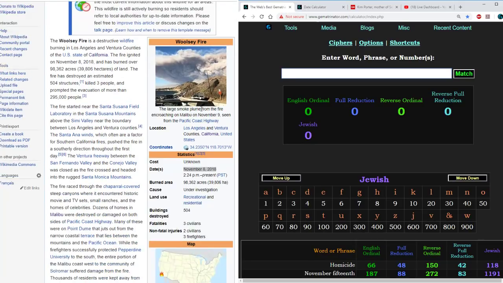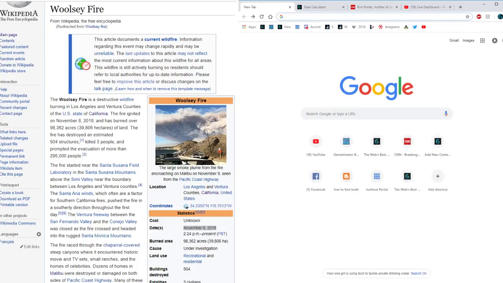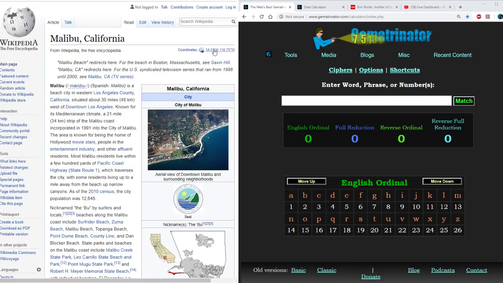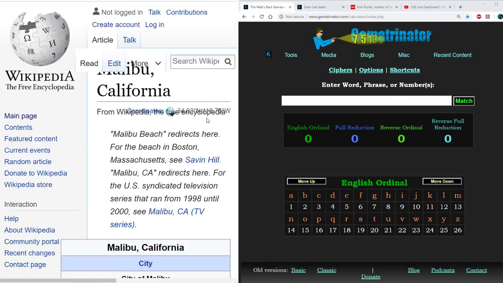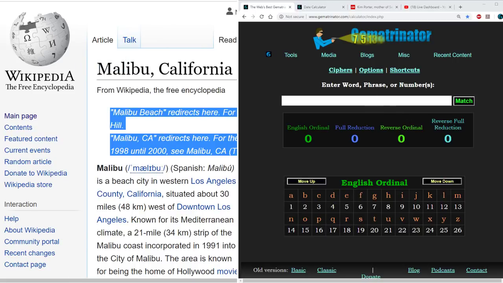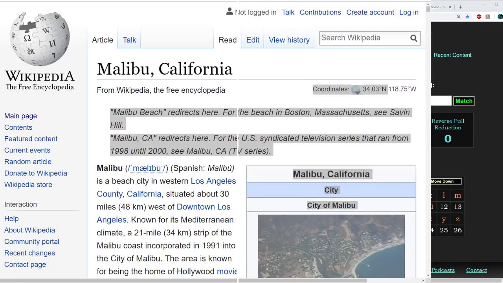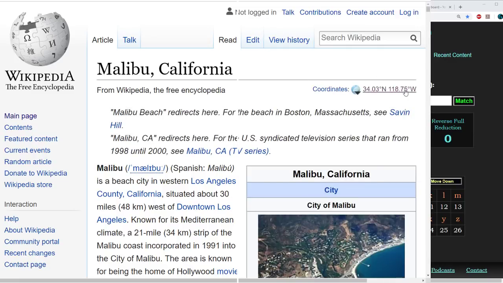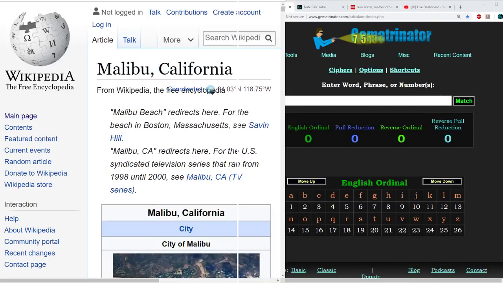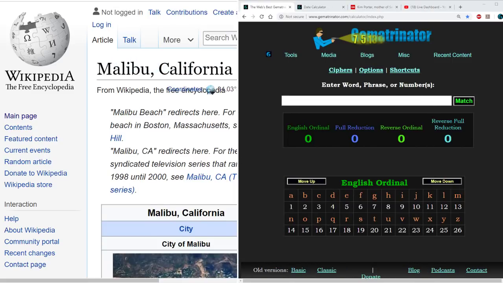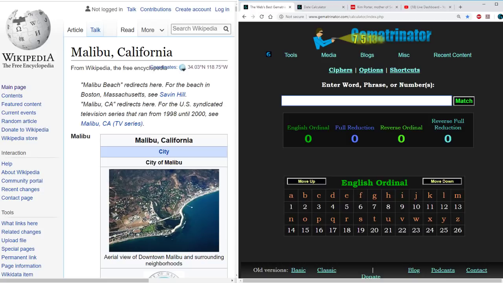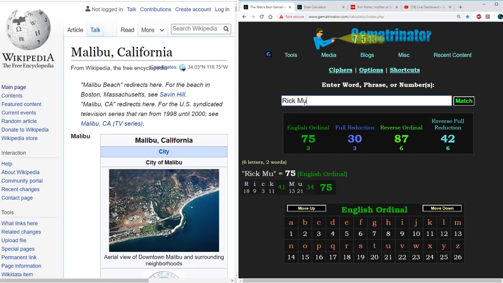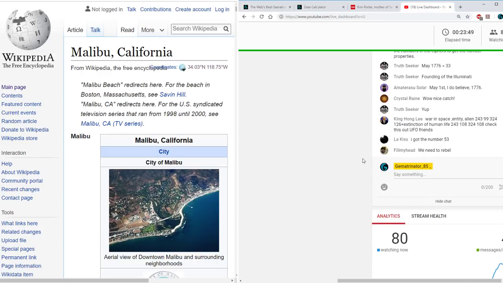Malibu sits on the 118th meridian. Malibu, California, see the coordinates, 118. Let me just zoom in for you. All right, see that? Malibu, 118.75. So yeah, this homicide code is very much in play. By the way, the mayor of Malibu right now is Rick Mullen. And Rick Mullen in the alphabetic order also has that 118 gematria.